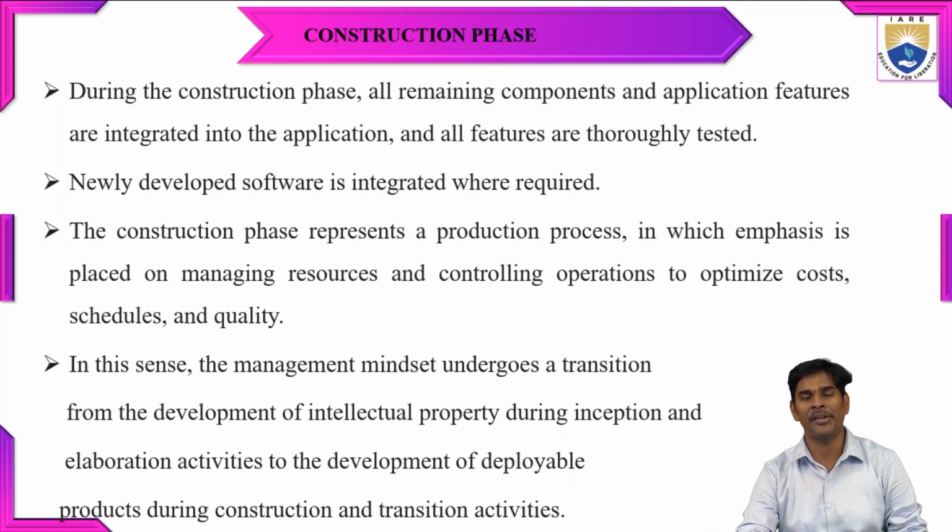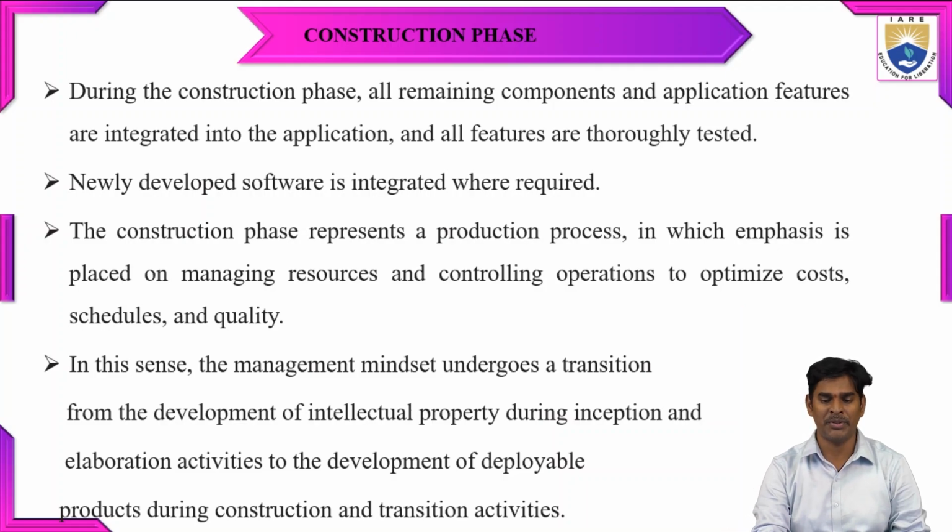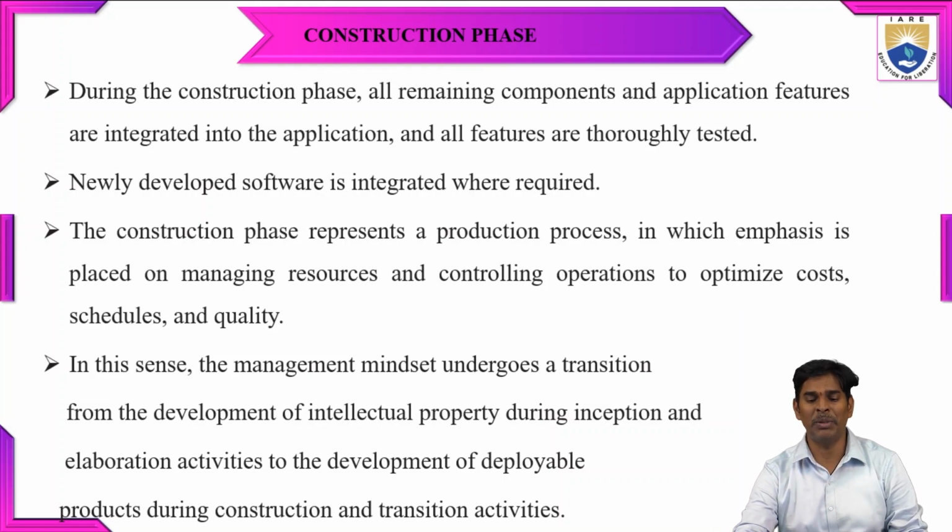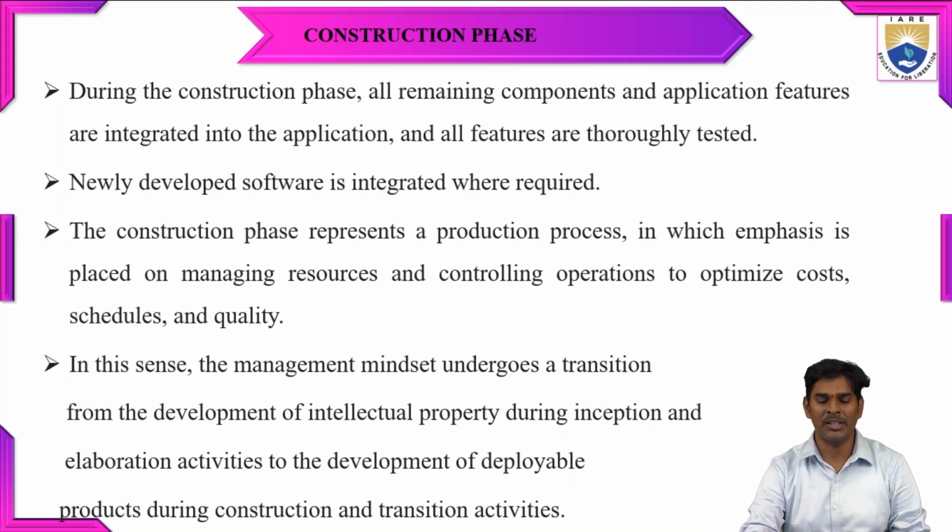Now we'll see the production phase. The production phase is divided into two types. One is the construction phase and the other one is the transition phase. In the construction phase, as we know, this is what we can call the implementation part, which will be developed by the software techies. Okay, during the construction phase, all remaining components and application features are integrated into the application.